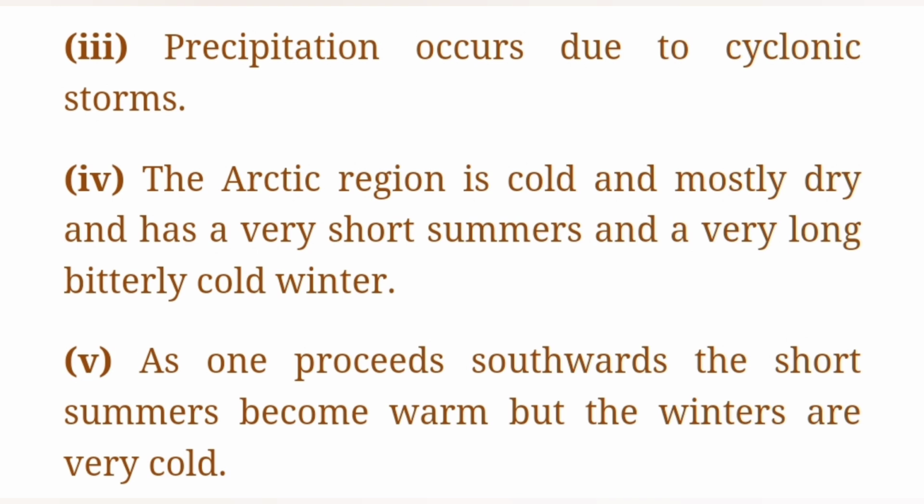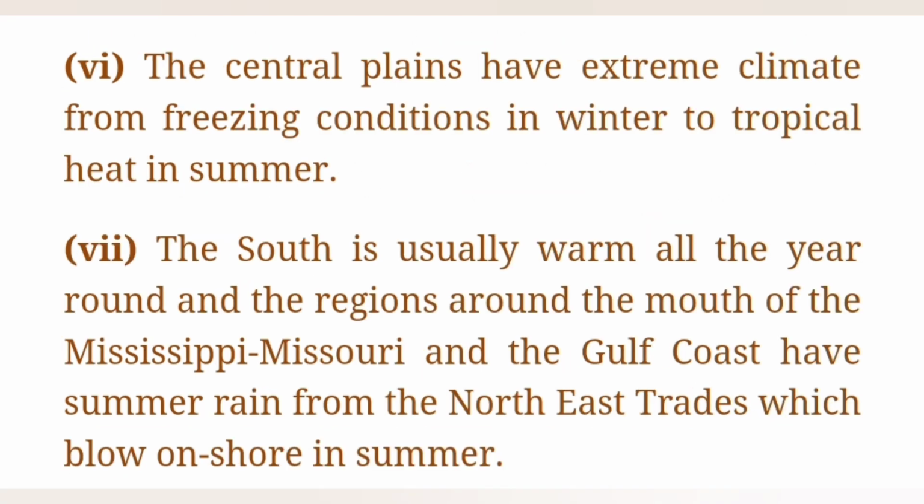Then fourth point, the Arctic region is cold and mostly dry and has very short summers and a very long bitterly cold winter. Fifth point, as one proceeds southwards, the short summers become warm but the winters are very cold. Sixth point, the central plains have extreme climate, from freezing conditions in winter to tropical heat in summer. Then seventh point, the south is usually warm all the year round.